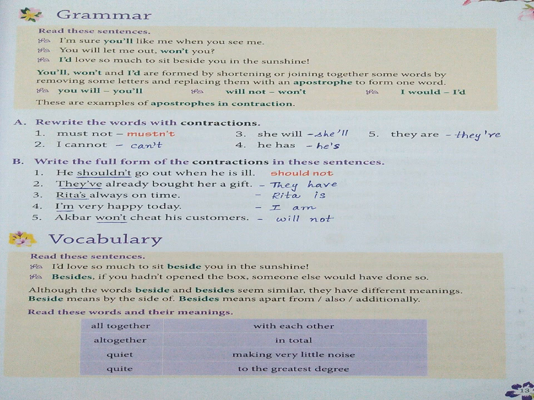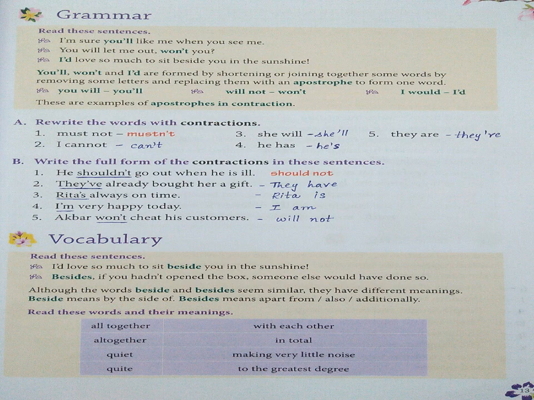Next, B bit is: write the full form of the contractions in the sentences. The first one is done for you as an example. He shouldn't go out when he is ill. Shouldn't is the contracted form because a few letters are removed in this word and also an apostrophe is placed. So what is the full form of shouldn't? Should not. Second one, they've already bought her a gift. They've is the contracted form because a few letters are removed and also an apostrophe is placed. That is underlined, you can see. And the full form of this is they have.